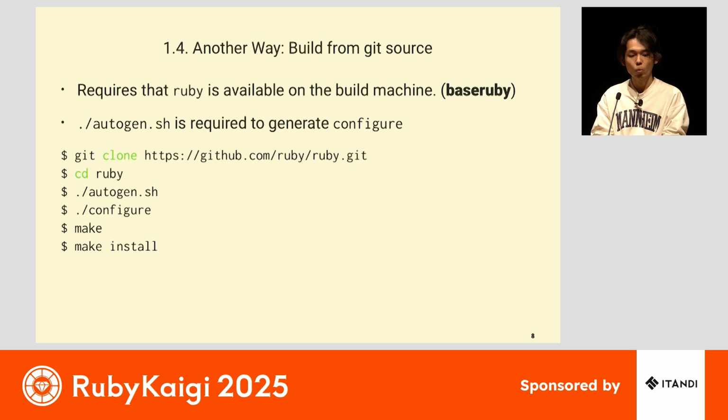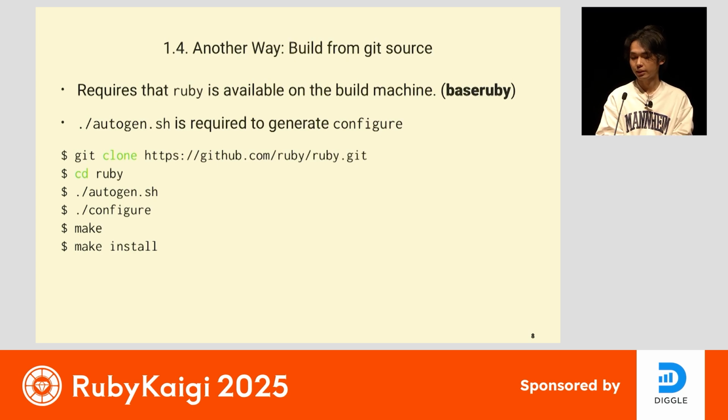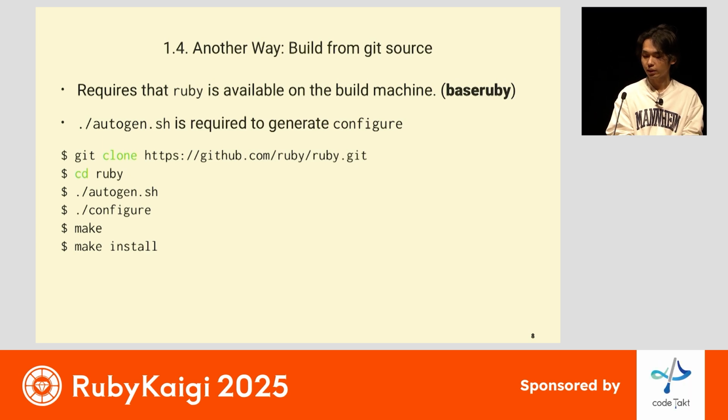While most users will build from tarballs, there's another way to build Ruby directly from the Git source. This is what you will do when working on CRuby development. The process looks very similar, but there are several important differences from the tarball. First, you need to have Ruby installed on your machine. We call this the base Ruby. Second, you need to run autogen to generate the configure script, because it's not tracked in the Git repository.